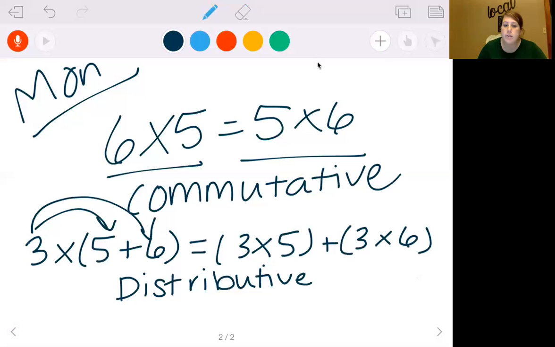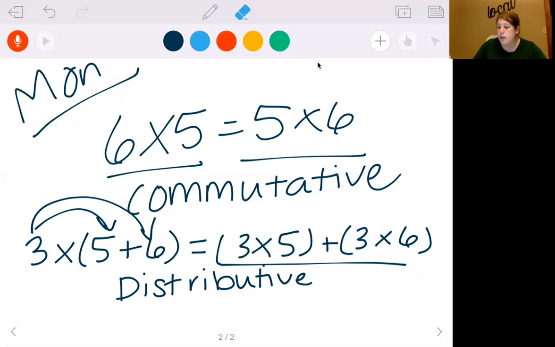Don't get confused and see the parentheses and automatically think it's associative. We used to be able to do that, but we can't anymore because you're getting into a higher math grade. So when you see parentheses, you know it's either going to be distributive or associative, but you can't assume it's going to be either one. You need to actually look at it. So when you see one that looks like this, it's going to be distributive, okay?